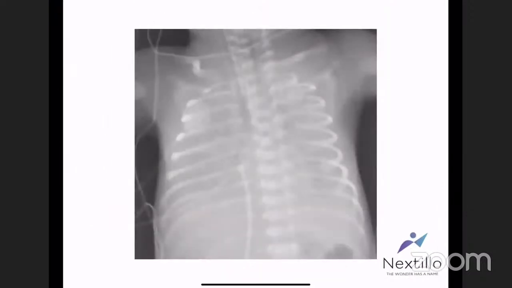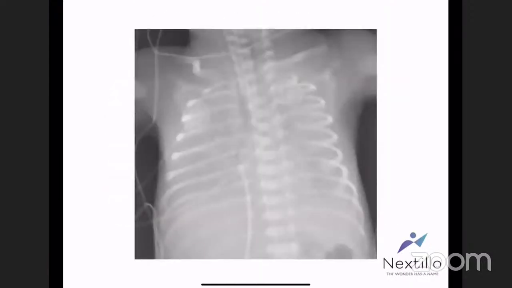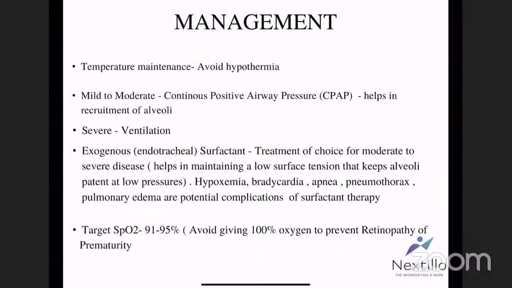So this is a chest X-ray of severe respiratory distress syndrome. As you can see, these are low lung volumes, and the white-out lung is seen. White-out lung, that is, the cardiac and diaphragmatic borders are not visible, and air bronchograms. There will be homogeneous atelectasis of the alveoli with black bronchi that do not collapse. So this is a very typical X-ray of severe respiratory distress syndrome or hyaline membrane disease, and the treatment we will be further discussing. But whenever you see a premature baby with low lung volume or white-out lung, the most common diagnosis will be hyaline membrane disease or respiratory distress syndrome.